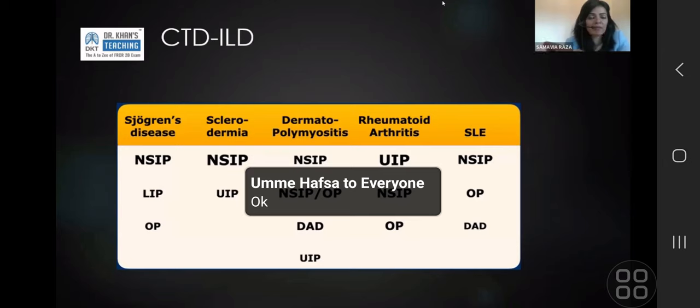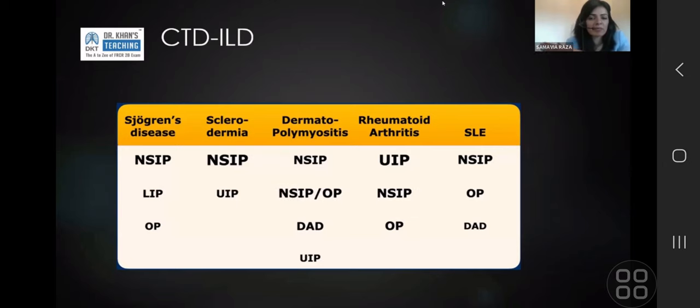They can be thickened, but very mildly, barely perceivable thickening on scan. They can be slightly enhancing, but fluid is what you're looking for. Scleroderma, Sjögren's, not so much.